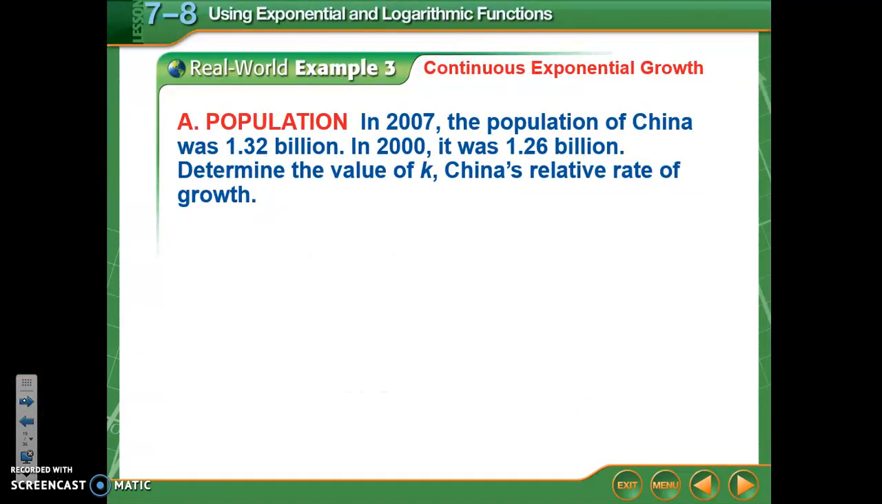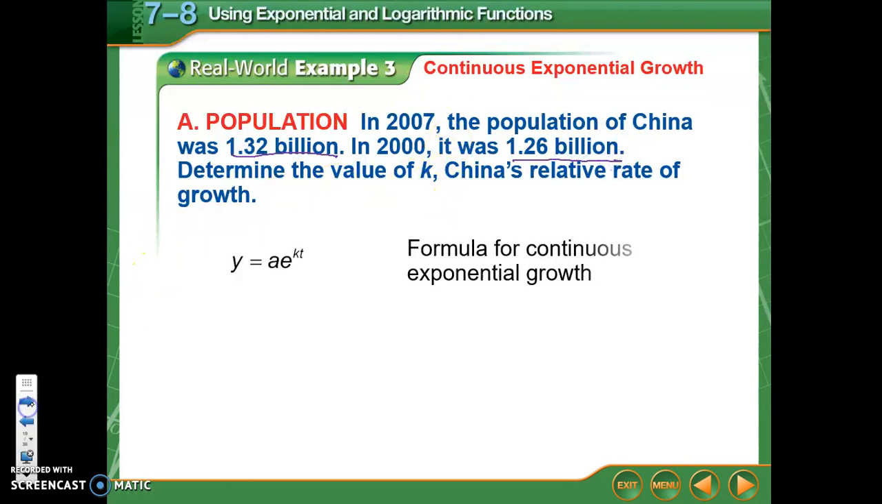All right, let's take a look at population. Population is a very common example of exponential growth and decay. It says in 2007, the population of China was 1.32 billion. In 2000, it was 1.26 billion. Determine the value of K, which is the relative rate of growth for China. So here we are growing, and we're assuming that it's continuous exponential growth in this case, because they're asking us for a value of K.